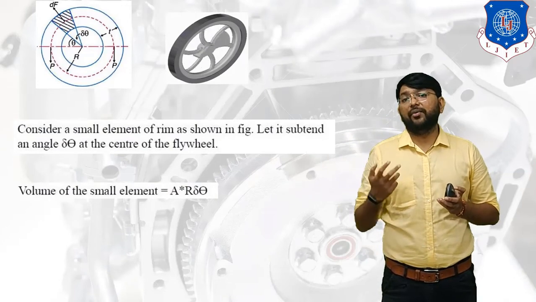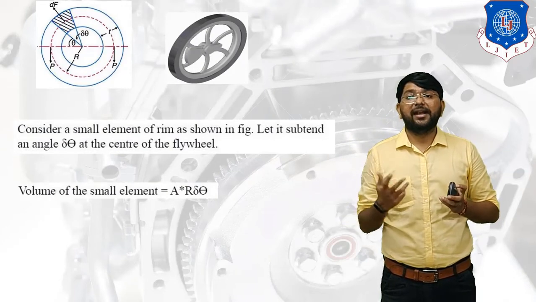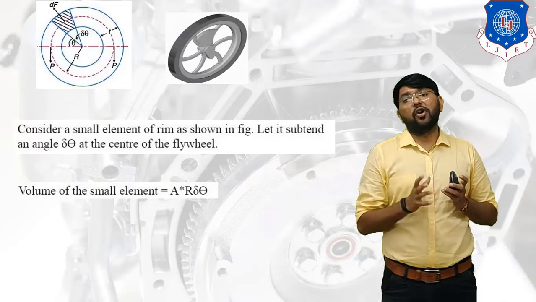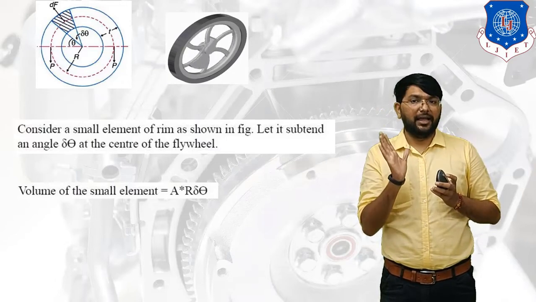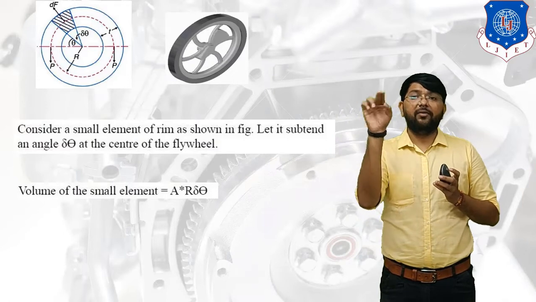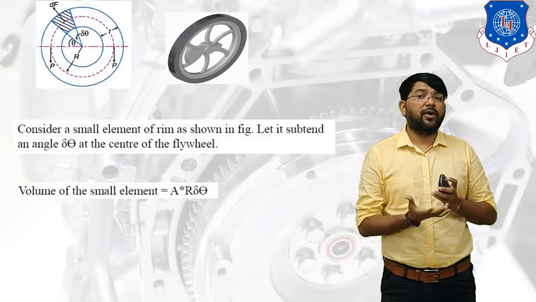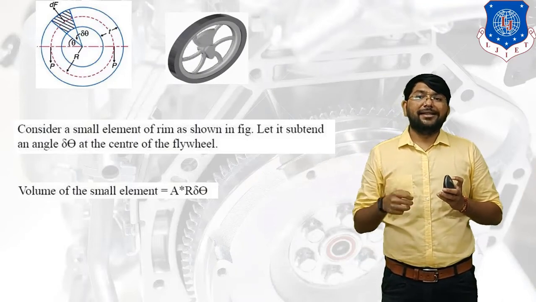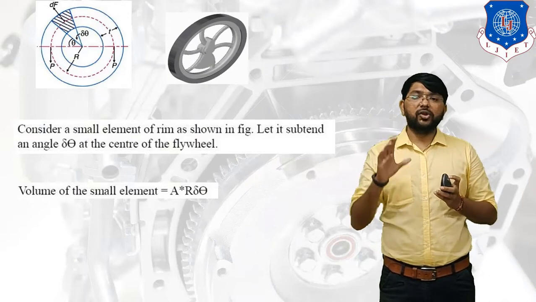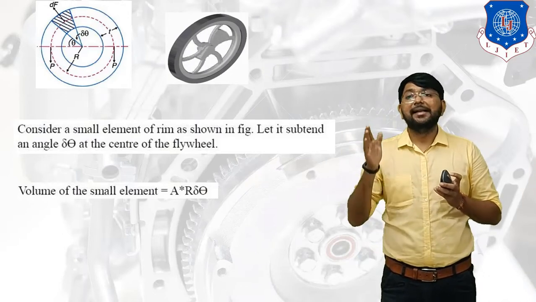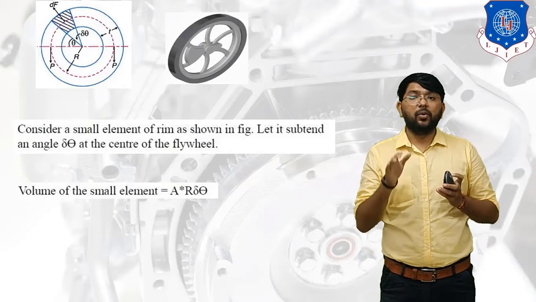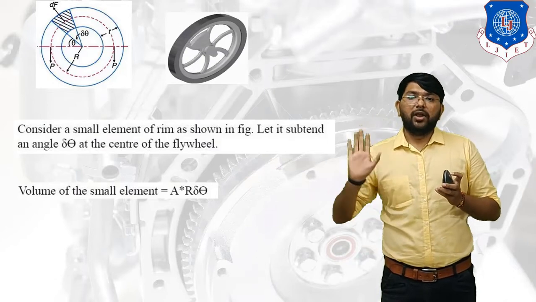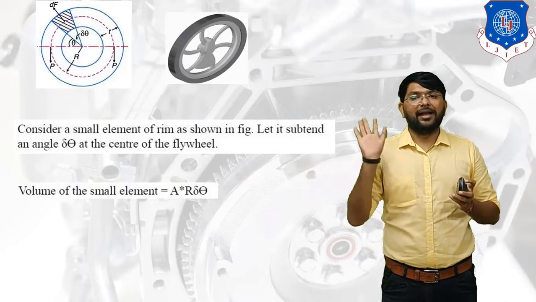Consider a small element of the rim, as shown in the figure, that subtends an angle delta theta at the center. What is the volume of that small element? The cross-sectional area is capital A, and we multiply it by its arc length. You all know the arc length is angle into radius, with angle delta theta and radius capital R. So the volume of the small element is A into R into delta theta.